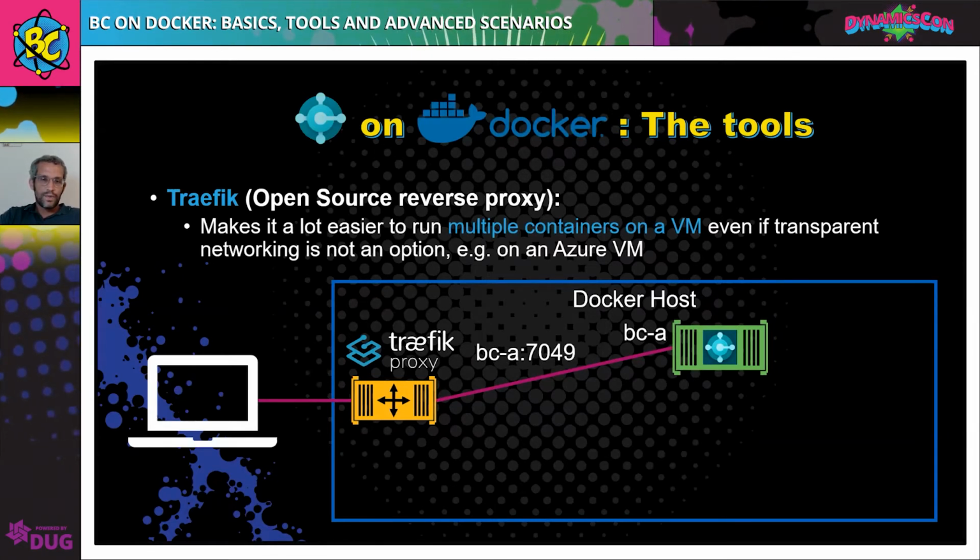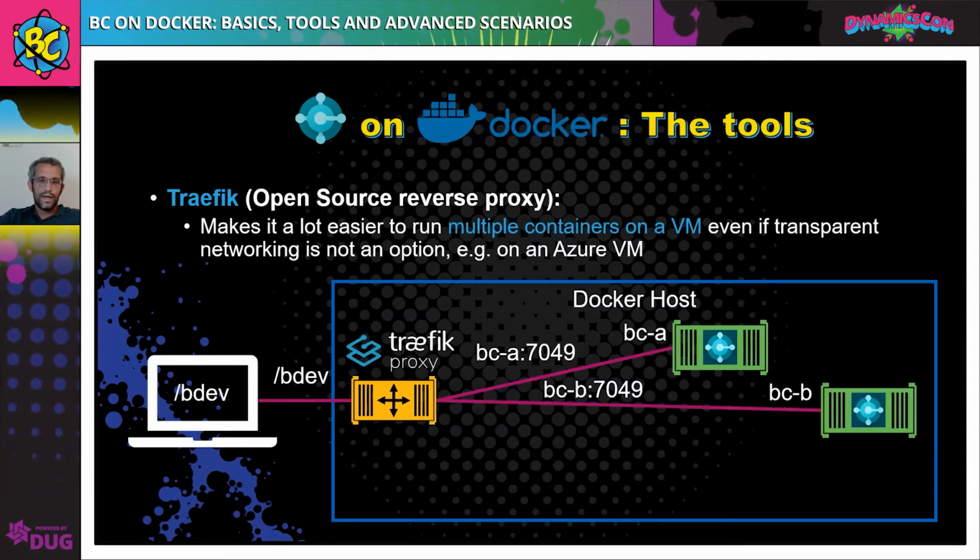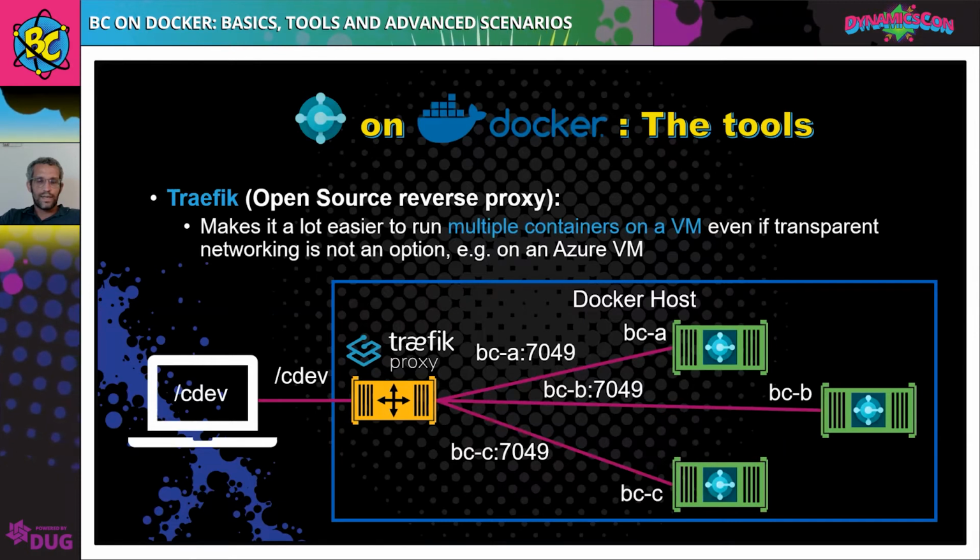Now I can put easily a second container, and if I connect to BDEV, it will know that BDEV is a mapping to the container called BCB on port 7049, and that will make that connection. And now you can probably guess, I can have CDEV make a connection to BCC on port 7049, and that will be another container. You can probably also imagine that the same works for the OData port, it works for the web client, and so on. You just have to set up the rules in the right way, and then it works.